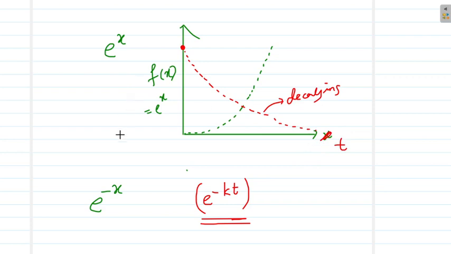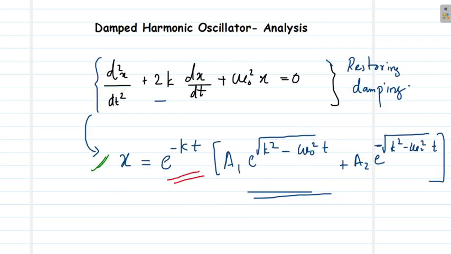Now, I hope you understood the behavior of e raised to minus kt. There has to be a negative sign here. A positive sign implies an exponentially increasing function, and a negative sign means an exponentially decaying function. So you can see that in our equation, we have an e raised to minus kt, which causes the amplitude to decrease as time increases.